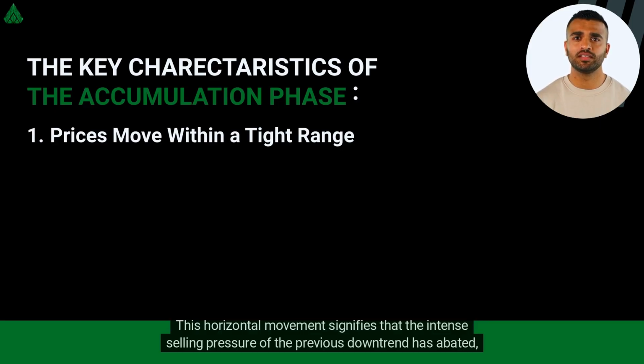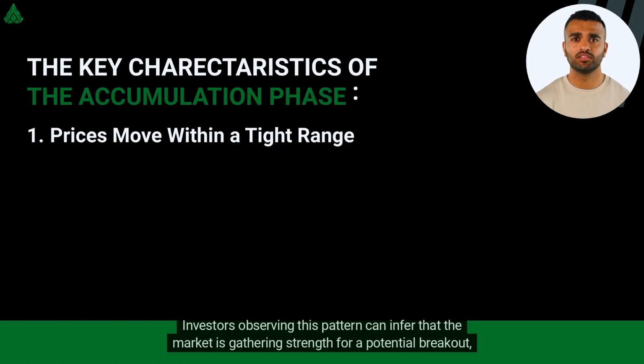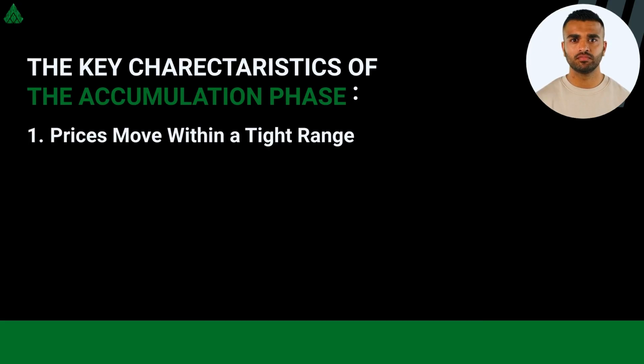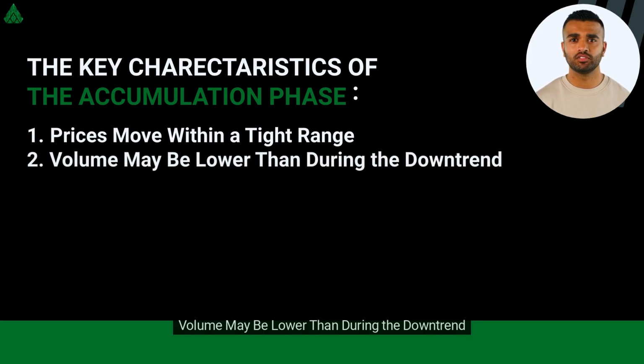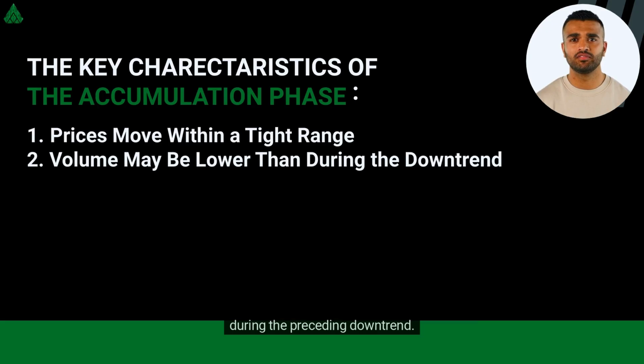This horizontal movement signifies that the intense selling pressure of the previous downtrend has abated, and the market is in a period of indecision. Investors observing this pattern can infer that the market is gathering strength for a potential breakout, usually in the upward direction, once the accumulation phase concludes. Volume may be lower than during the downtrend. Another hallmark of the accumulation phase is that trading volume is lower compared to the volume observed during the preceding downtrend.